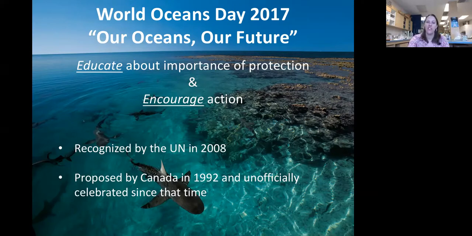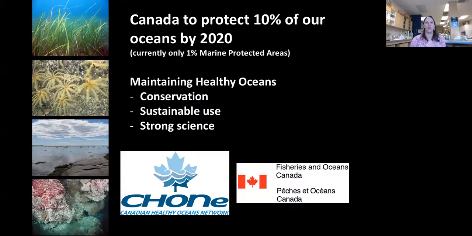So Canada is still being a leader in ocean protection, and one of their goals that they've set out right now is to protect 10% of our oceans by 2020. So that's only 2.5 years from now, and right now we only have 1% of our oceans that are protected. We call them marine protected areas, or MPAs, I'll probably call them. So Canada is really doing a lot to protect our oceans because we know they're part of our future.